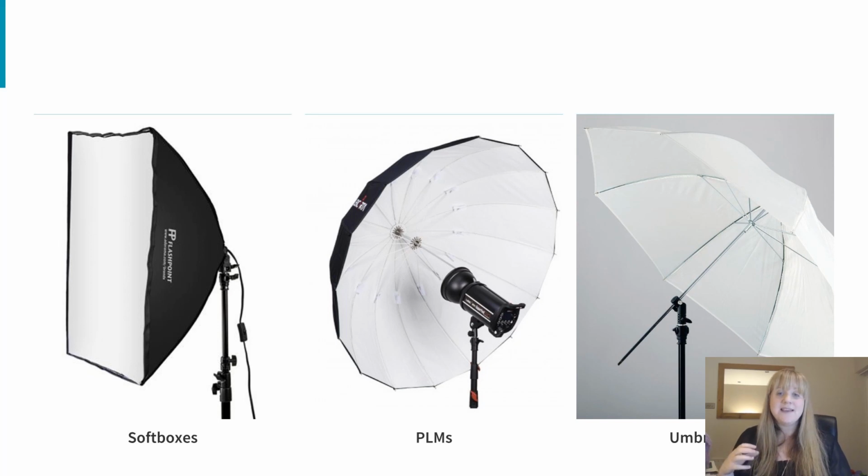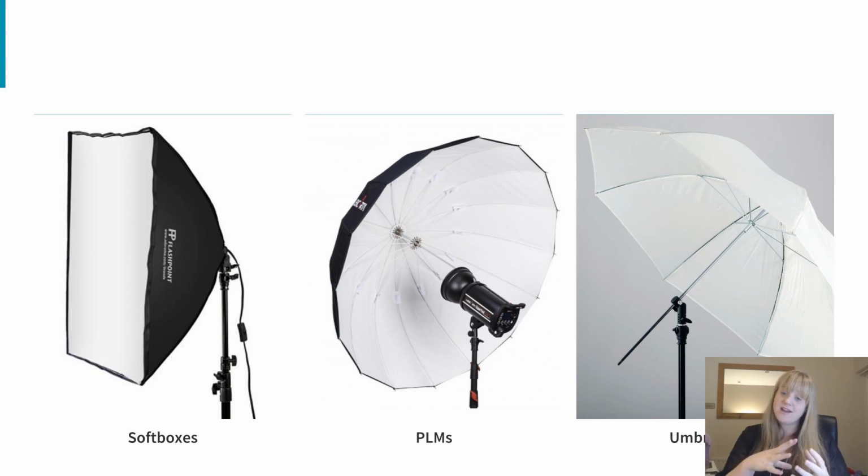So basically umbrellas, as opposed to softboxes, because I've put them all together here, umbrellas throw the light, they spread the light a lot further, whereas a softbox tends to give it a lot more direction, and it's a lot more narrow in terms of where the light's going to go. So if you want to light up a large group of people, an umbrella is the way to go as opposed to a softbox.